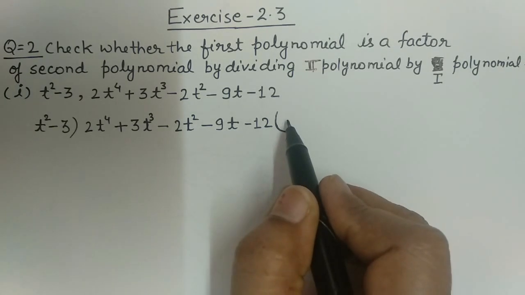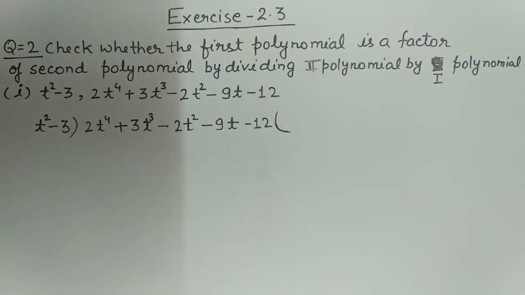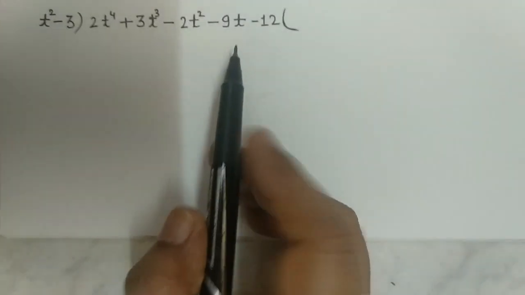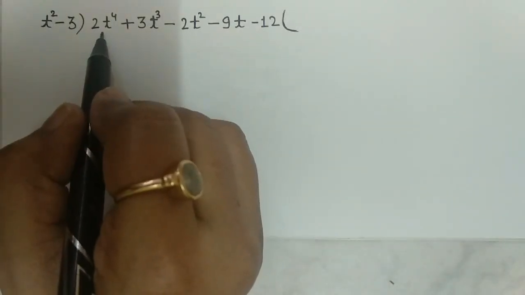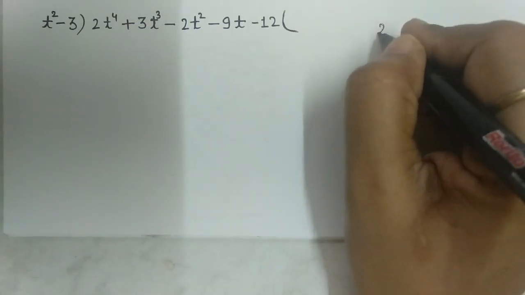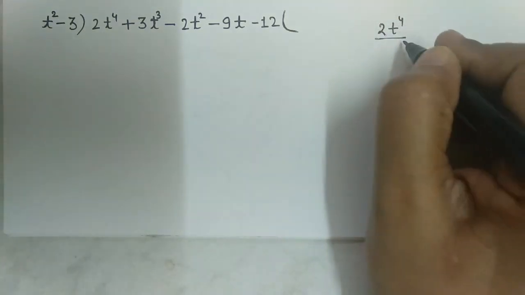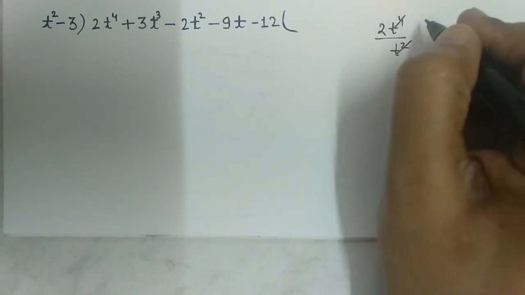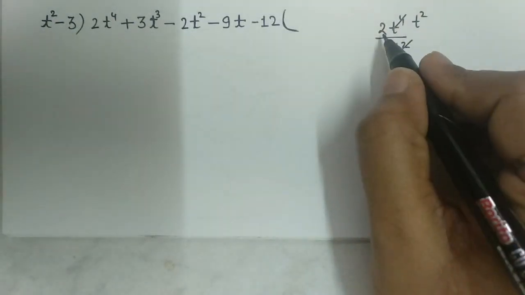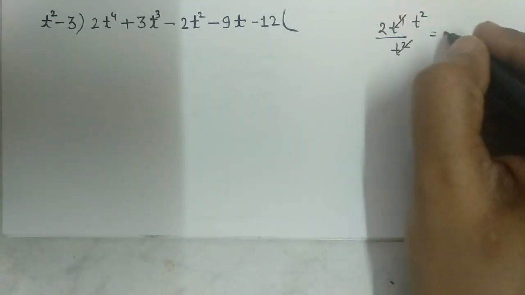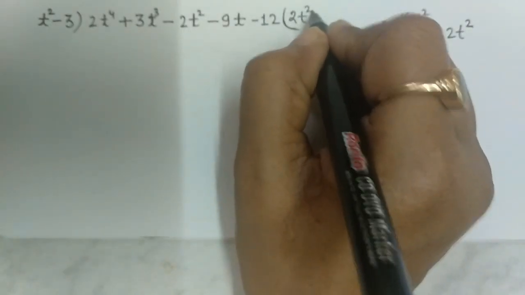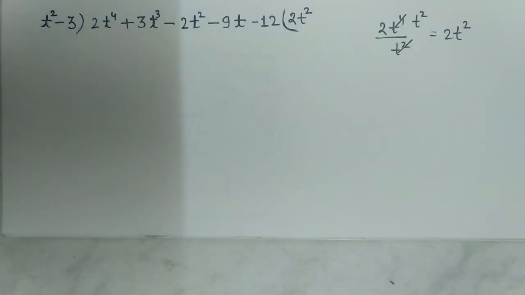Now to get the first term of the quotient, what will I do? I will divide the first term of this dividend by the first term of divisor. So I will divide 2t to the power 4 upon t square. So t square and t to the power 4 will cancel out and I will get t square. And this is also 2, so I will get 2t square. So in the quotient portion I will write this 2t square.